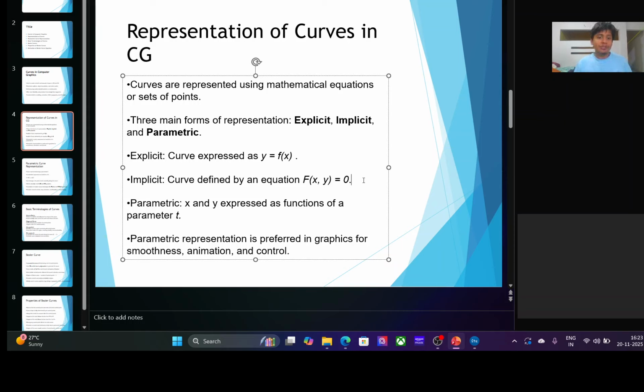Curves should be smooth. So now we have the hero of the story, the parametric representation. What is it? x and y are expressed as functions of a parameter t. They're trying to say x is dependent on t and y is dependent on t. The parametric representation is preferred in graphics for smoothness, animation, and control. In implicit we do not have smoothness and control, but in parametric representation we do.